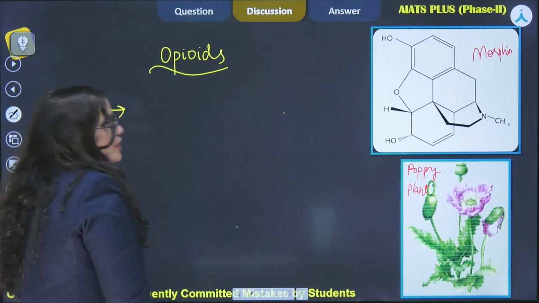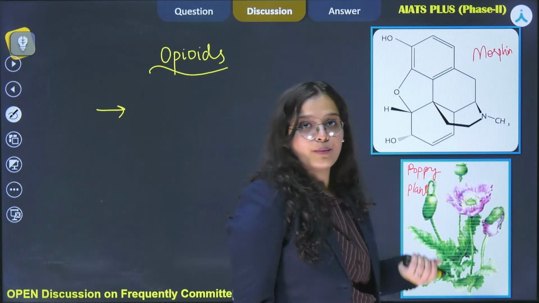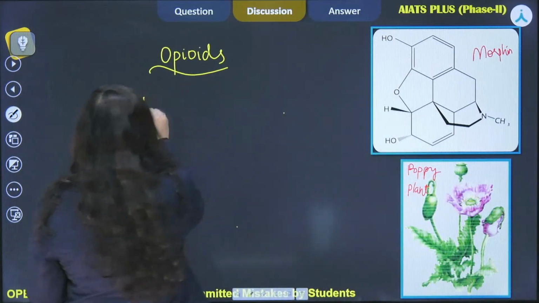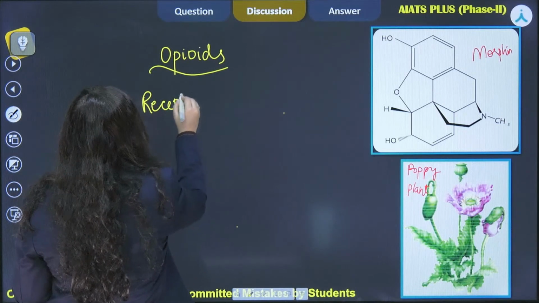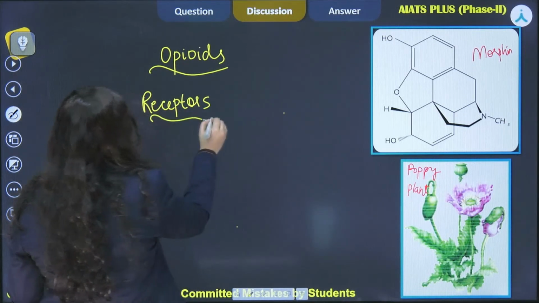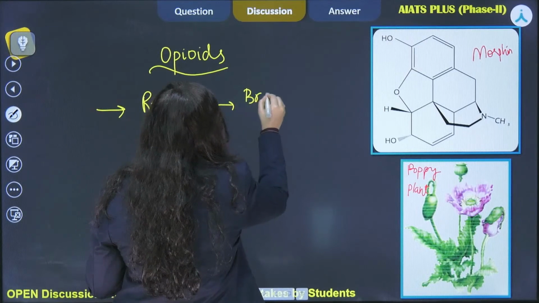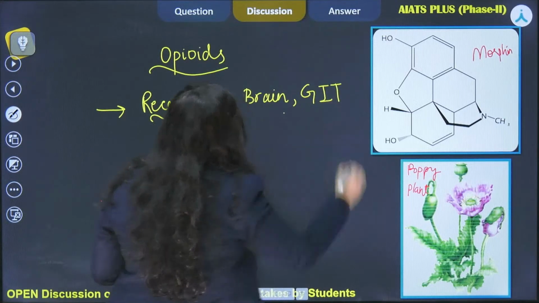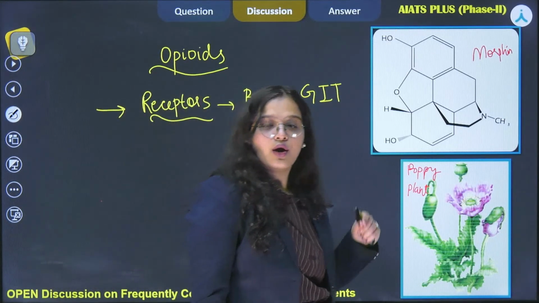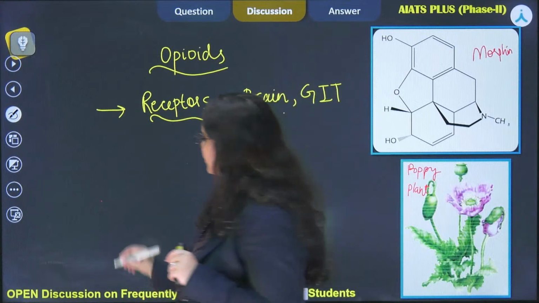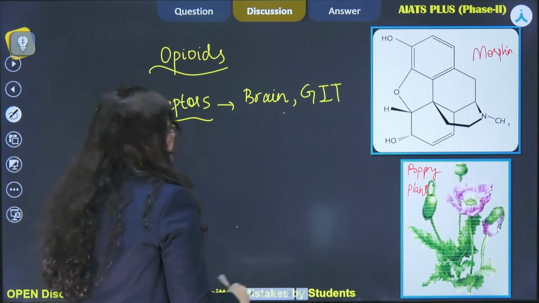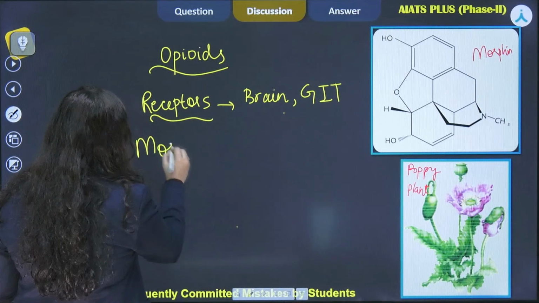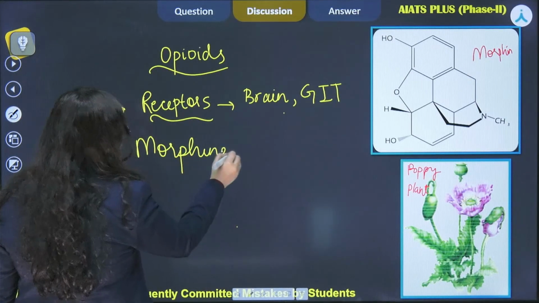So basically opioids act via the opiate receptors which are present in our brain. Questions are often asked based on whether these receptors are present in our body. So they are present in the brain as well as in the GIT tract. The famous examples given in the NCERT for opiates are morphine and heroin.